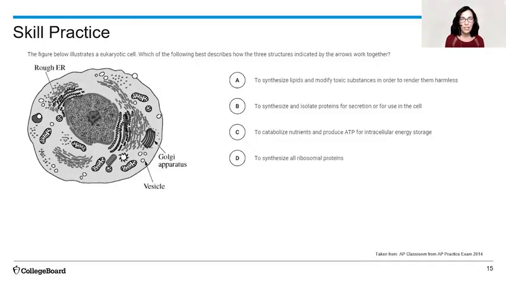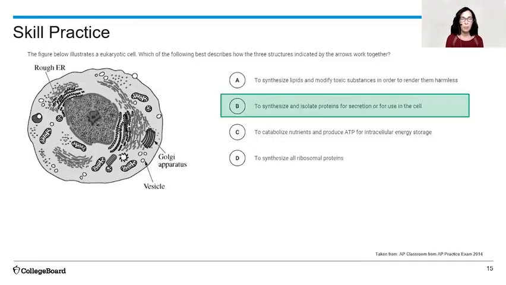Okay, so let's see what you have. If you chose B, you are correct. So it says, which of the following best describes how these three structures indicated by arrows work together? Well, we have the rough ER, and the rough ER has ribosomes embedded in its membrane. So proteins are synthesized there, and the rough ER can ship those proteins in a vesicle to the Golgi, and the Golgi can modify those proteins, package them again in a vesicle for secretion from the cell or use from the cell. So choice B summarizes the relationship of those three best.